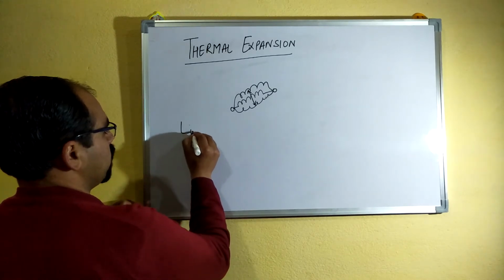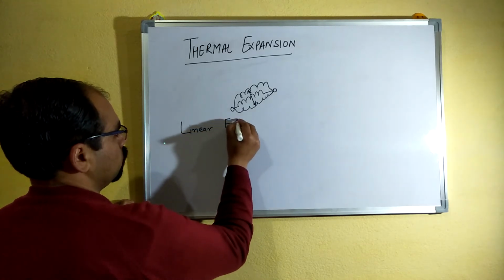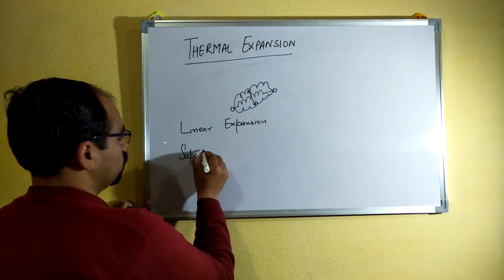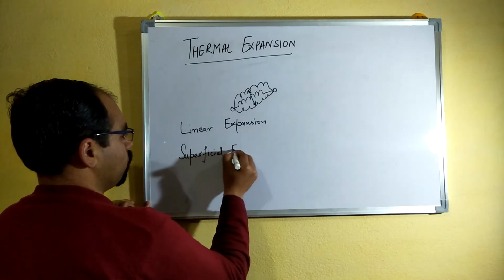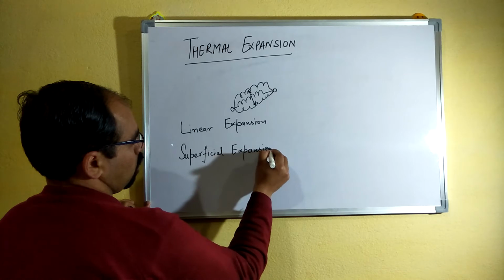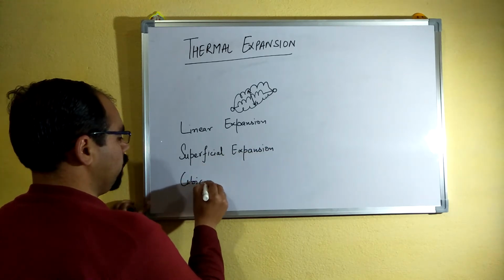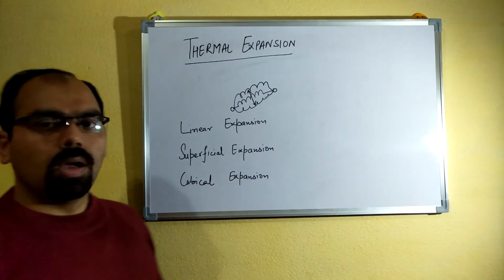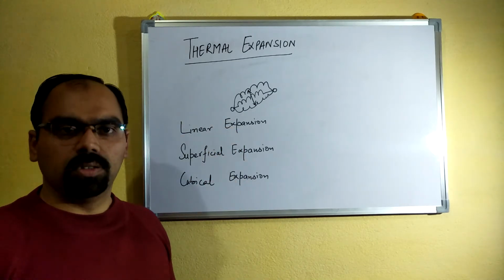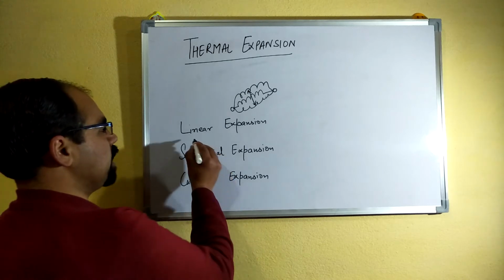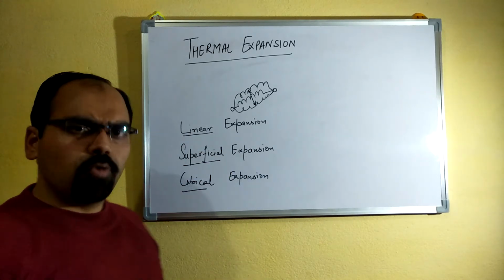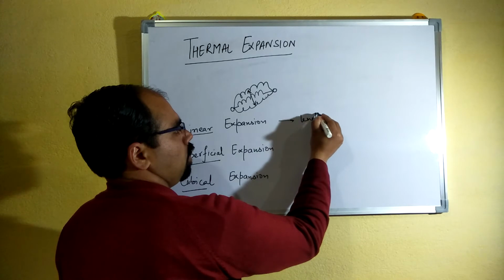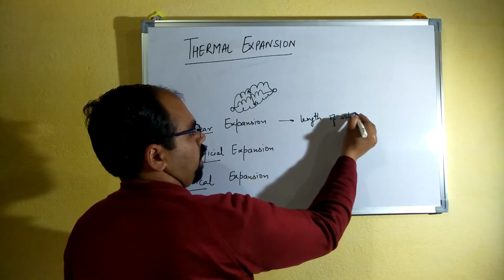One, linear expansion. Number two, superficial expansion. And number three, cubical expansion. As the names of these three types of expansion suggest, in linear expansion, any one of the dimensions, which we are going to consider here as length of the solid body, changes.